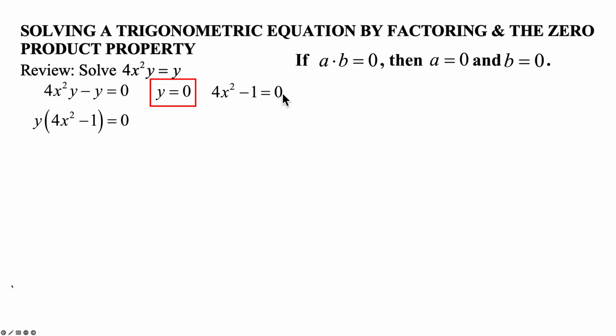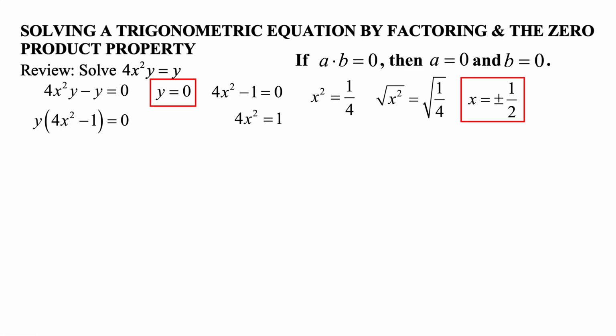4x squared minus 1 equals 0. Now we'll go solve this. We'll add over the 1, divide over the 4, take the square root of both sides, and we get x is equal to plus or minus 1 half. And there's my 3 possible answers that will make this equal 0.